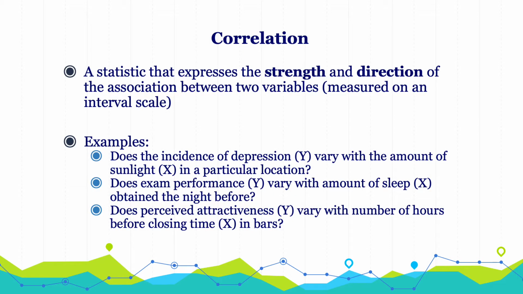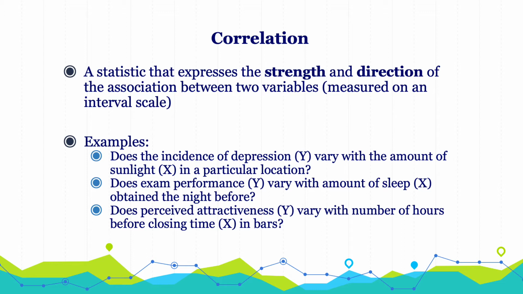Okay, so let's get started. A correlation is a statistic that expresses the strength and direction of the association between two variables. So basically, the important points here are that correlations tell you something about how two different variables are related to each other. And it tells you specifically how strong that relationship is and what direction that relationship is in.